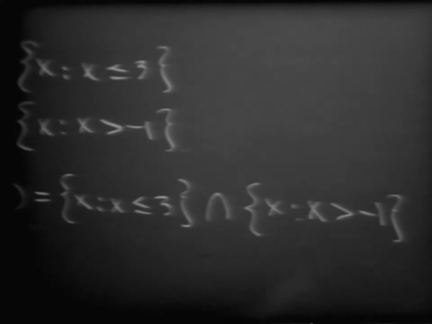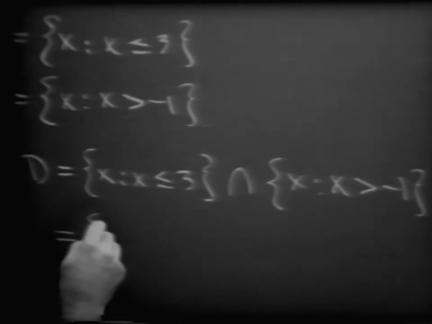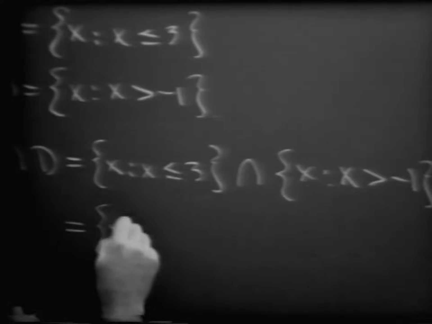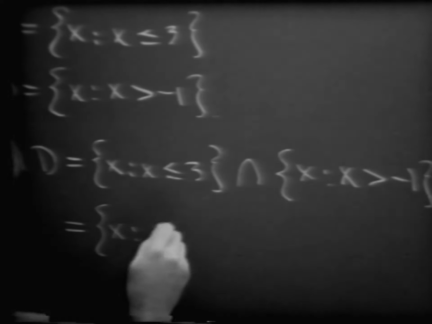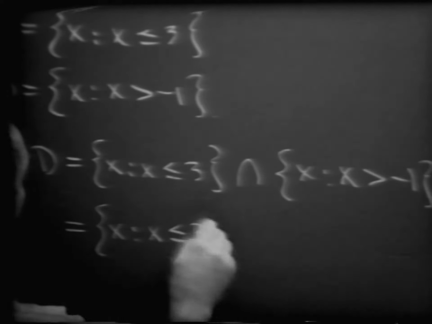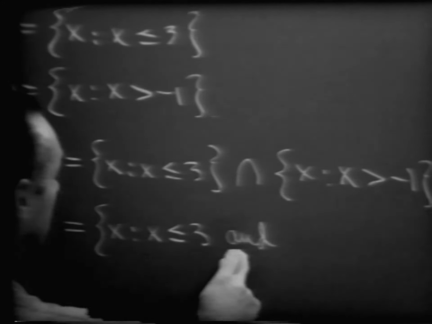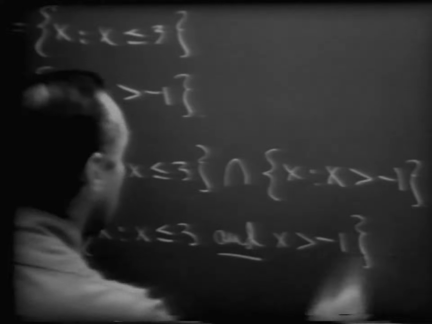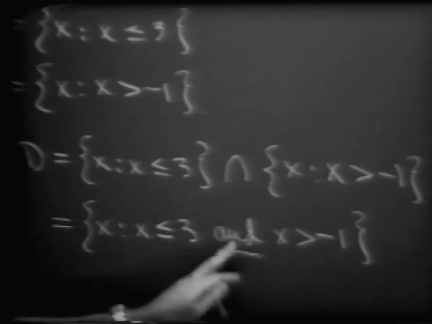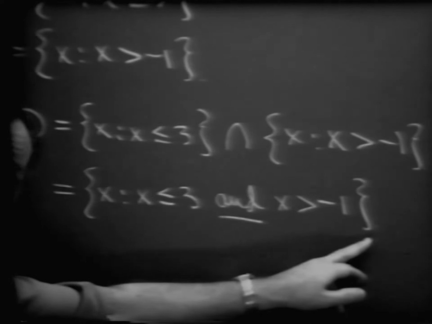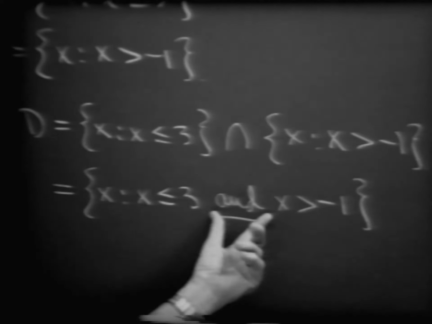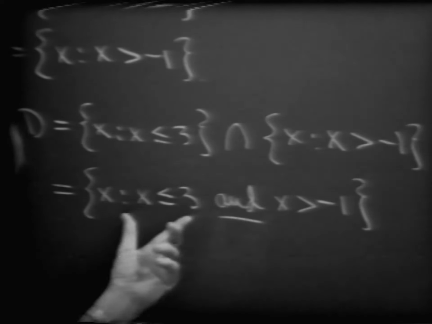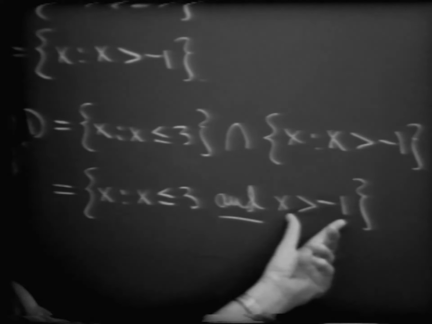Now, I may also write this in one set notation, in which I talk about the set of all x's such that x is less than or equal to 3, and here I'll use the word and, x is greater than negative 1. Notice I will not use this set symbol inside of the set brackets. I must use the conjunction, remember, which is the word and, between two sentences.